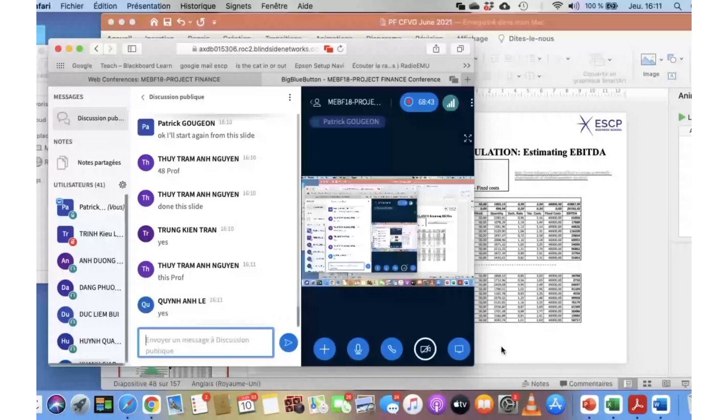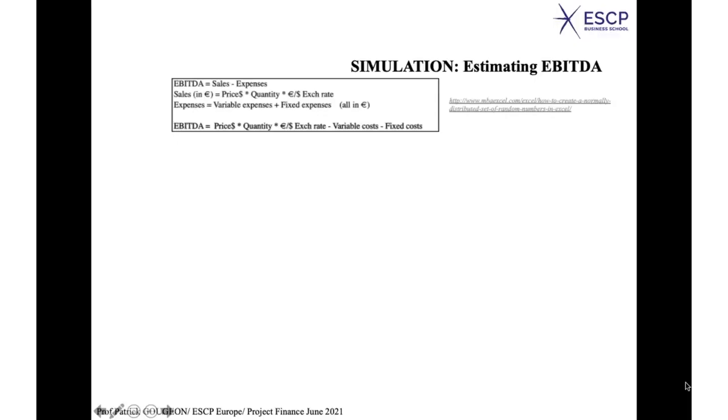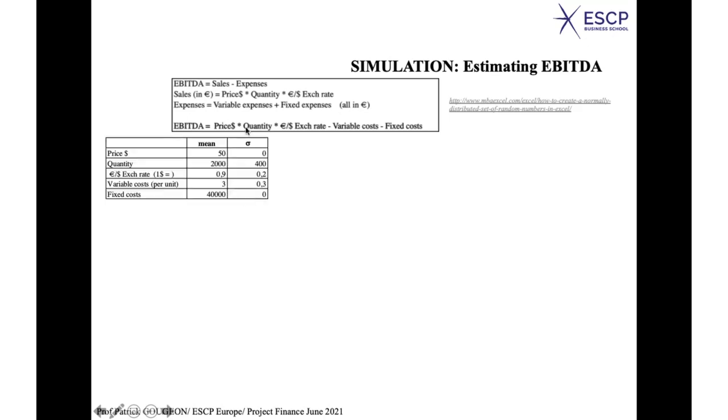Okay, so you've seen that I'm not going to click there again because apparently it does interrupt the presentation. But you have the web link here if you want to know more about how to generate a normal distribution. So you remember what we were doing here. We want to look at the EBITDA. We have the different parameters here, and we have made some assumptions for each of these parameters in terms of mean and standard deviation. Now, to make the simulation, we have this table.